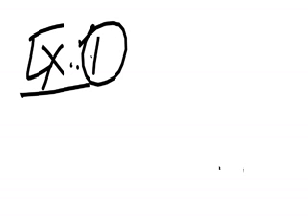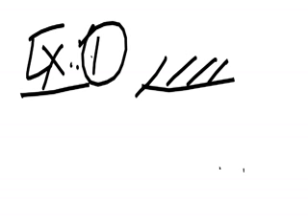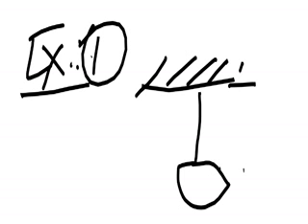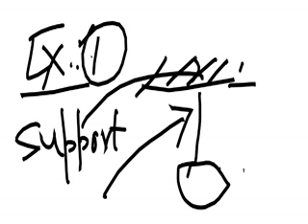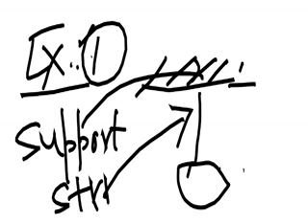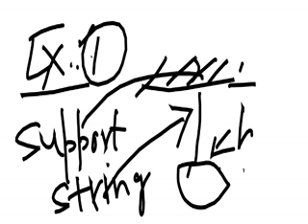Example number one. Suppose there is a bob with a fixed support. This is the support, and this is the string, and this is the bob.